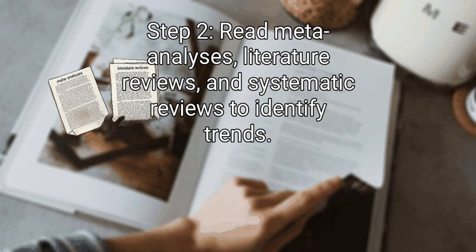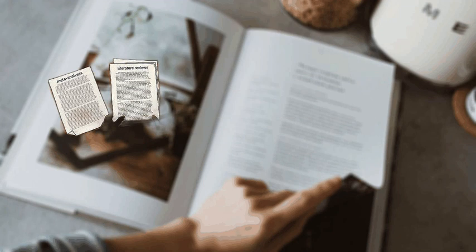Step 2. Read meta-analyses, literature reviews, and systematic reviews to identify trends. A meta-analysis is a comprehensive study that examines prior research and draws conclusions. Similarly, you can find literature reviews and systematic research reviews prepared by other scholars to help you get an overall sense of existing research in your field. Reading these types of documents can provide you an overview of the literature to save you time. Don't rely solely on these types of papers when conducting your research. However, they can make a great supplement.